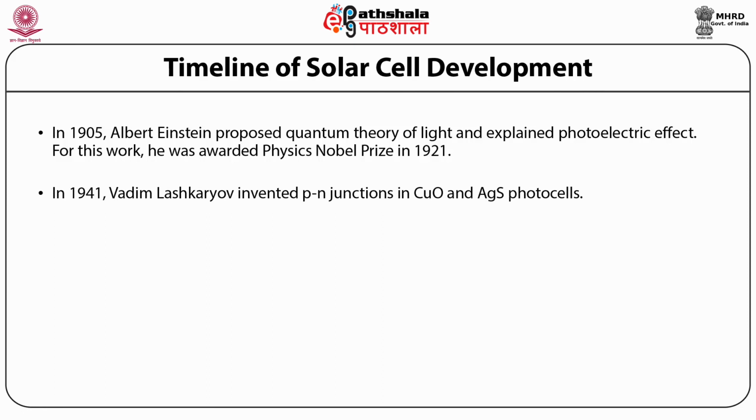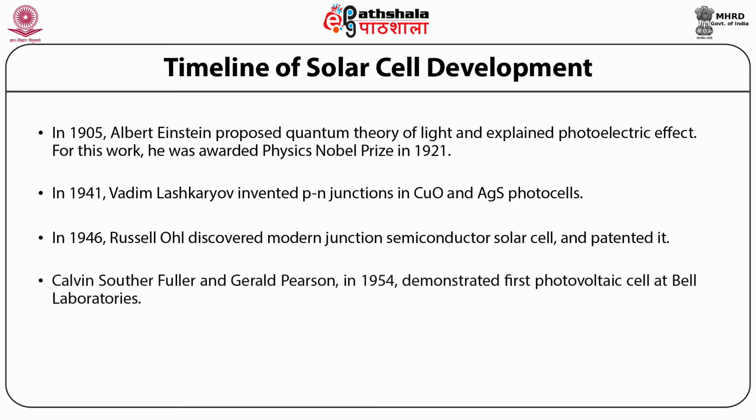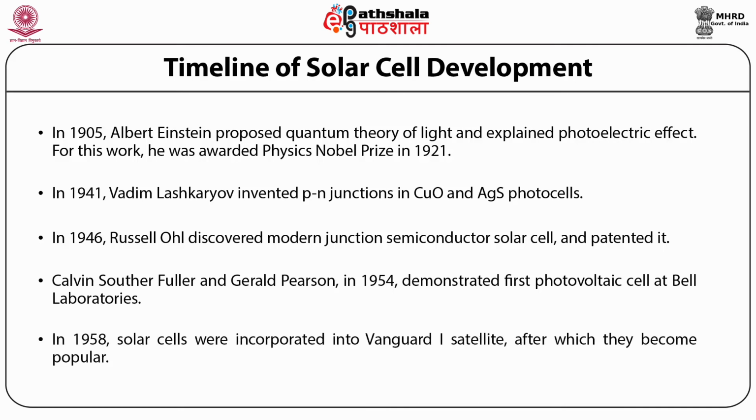In 1941, Vadim Lashkaryov invented p-n junctions in copper oxide and silver sulfide photocells. In 1946, Russell Ohl discovered modern junction semiconductor solar cells and patented it. Calvin Souther Fuller and Gerald Pearson in 1954 demonstrated the first photovoltaic cell at Bell Laboratories. In 1958, solar cells were incorporated into the Vanguard 1 satellite, after which they became popular.